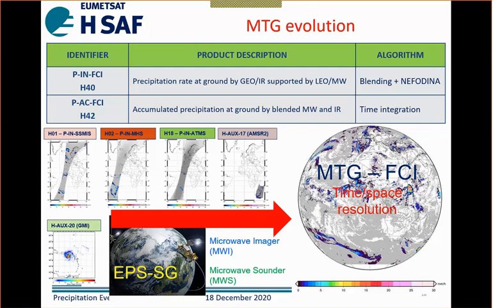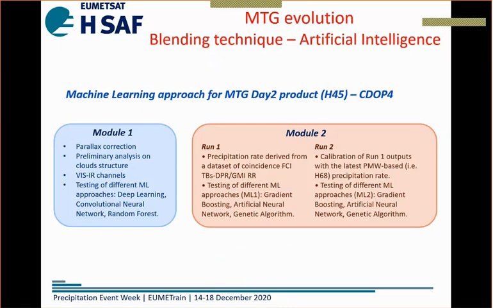Well, looking further at the evolution of H SAF products, we will also have another blending technique for MTG data, and it will be based on artificial intelligence. This scheme was presented during the AI workshop that we had with EUMeTrain and with other SAFs. As you can see, the algorithm will be based on two modules. The first module will analyze the geostationary data, also using a visible channel to highlight the cloud structure in this preliminary analysis.